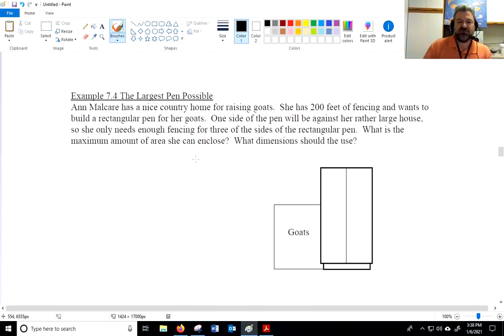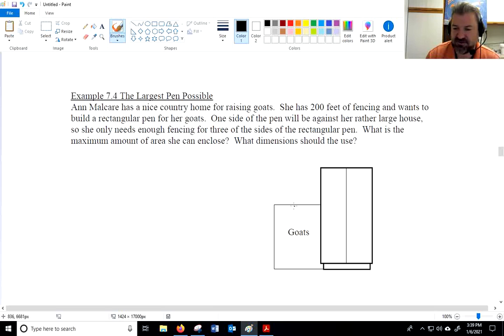All right, let's try another one. The largest pen possible. Anne Malcaire has a nice country home for raising goats. She has 200 feet of fencing and wants to build a rectangular pen for her goats. One side of the pen will be against her rather large house, so she only needs enough fencing for 3 of the sides of the rectangular pen. What is the maximum amount of area she can enclose, and what dimensions should she use? Now, I doubt 200 feet of fencing is an adequate amount of space for goats, but I didn't want the numbers to be too big, so forgive me on that.